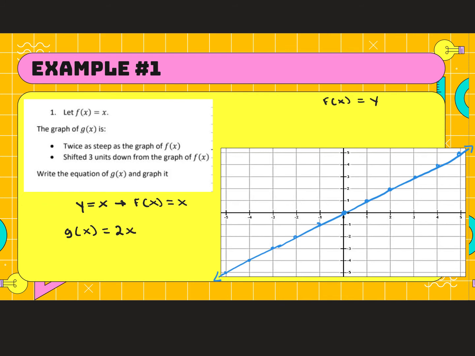All right. Then it said it shifted down 3 units. All right. So shifting, remember, vertical shift here. So shifted down 3 units, we're going to have a y-intercept of negative 3. All right. So now we're going to go ahead and graph our transformation. So we have a y-intercept of negative 3. All right, our slope is 2, so up 2 over 1. Down 2 over 1.